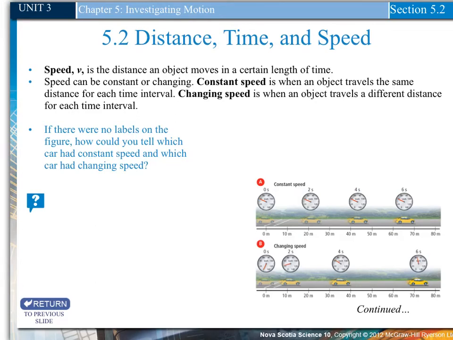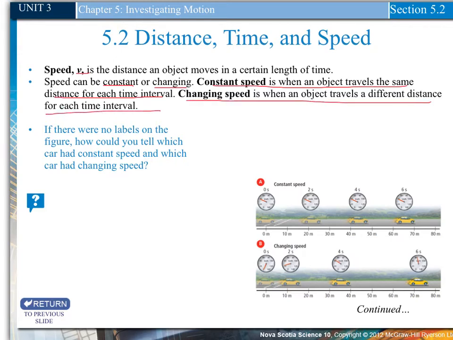Distance, time, and speed. Speed, usually denoted with a v, is the distance an object moves in a certain length of time. Speed can be constant or changing. Constant speed is when an object travels the same distance for each time interval. Changing speed is when objects travel different distances for each time interval.